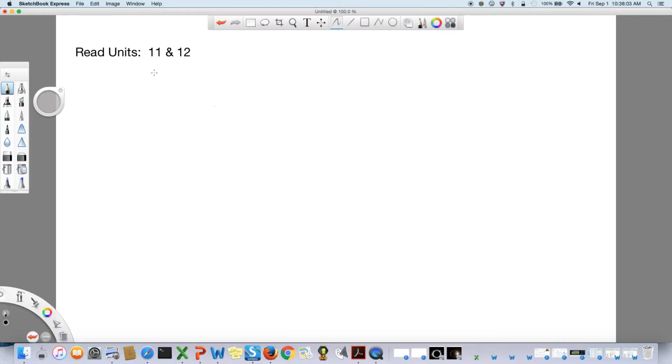As you get ready for class on Monday, I'd like you to read Units 11 and 12 out of your textbook and think about the following couple of questions.